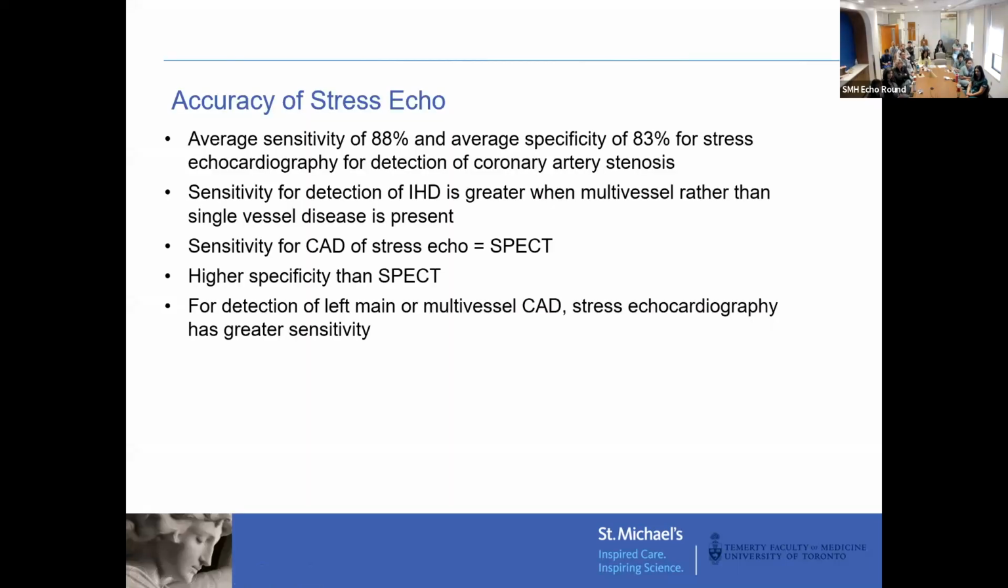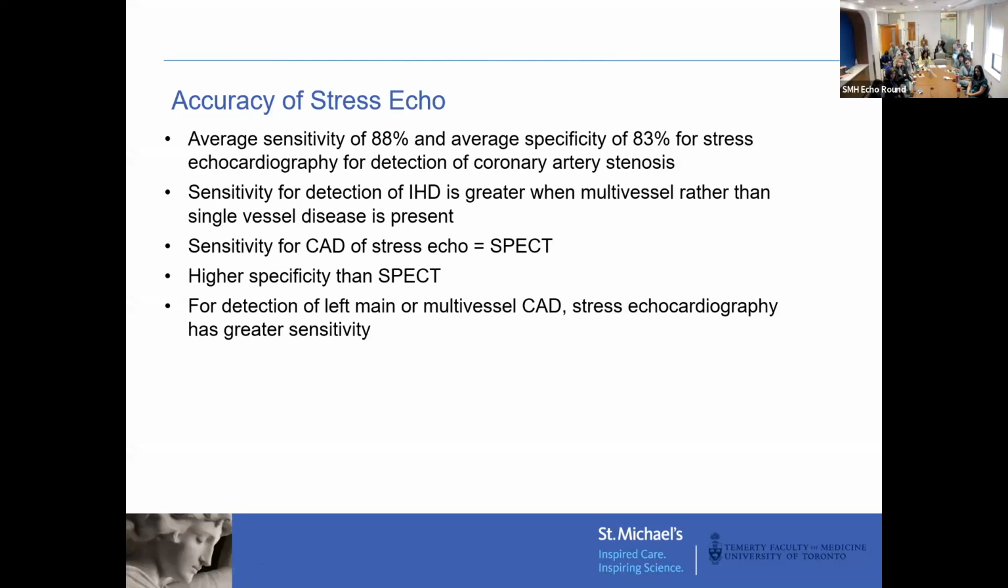Okay, so just to kind of summarize a few things here. The sensitivity of stress echo is about 88%, and the specificity is about 83% for the detection of coronary artery disease. The sensitivity specifically of stress echo is greater if the patient has multivessel rather than single vessel disease.